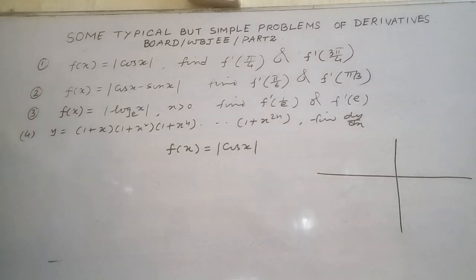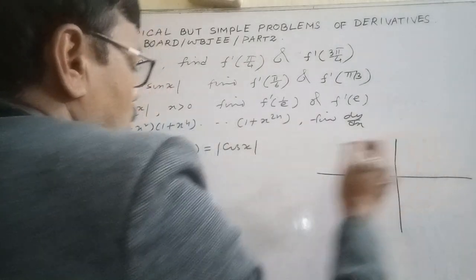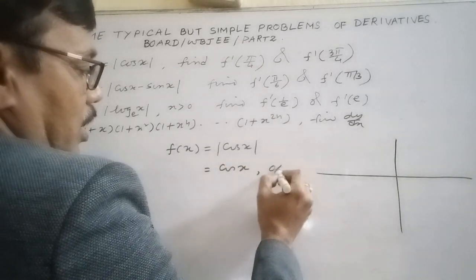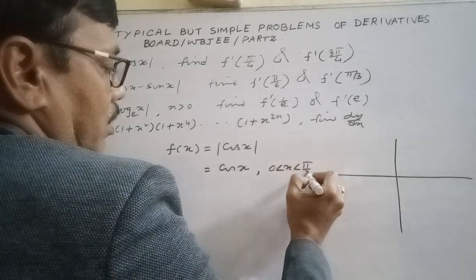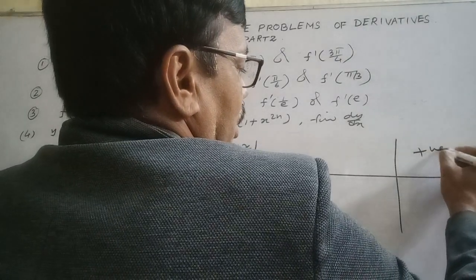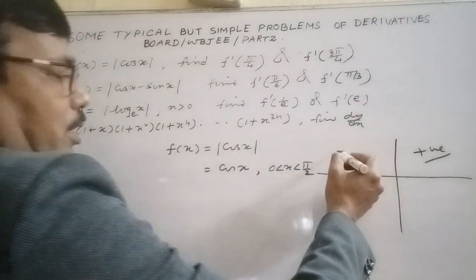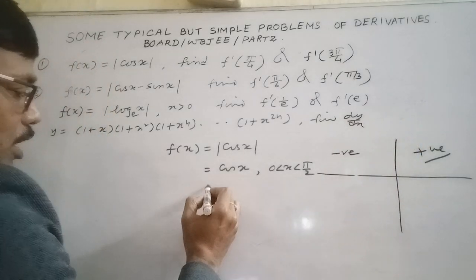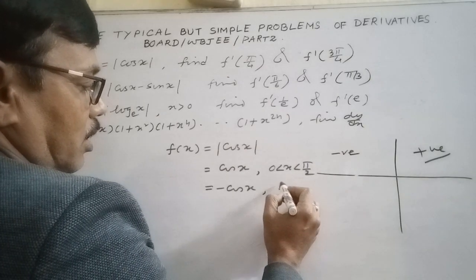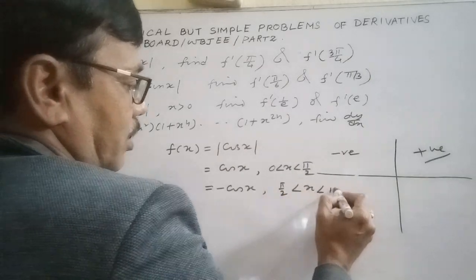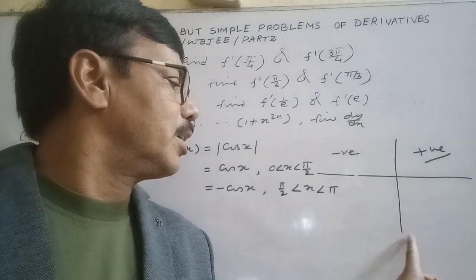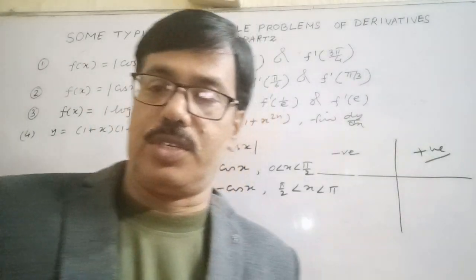restriction, that is quadrant. So we know in the first quadrant cos x is positive. So f(x) is positive if it lies in the first quadrant, 0 to pi by 2. In the first quadrant each trigonometric function is positive, and cos x is negative in the second quadrant. So mod cos x is minus cos x for pi by 2 less than x less than pi. Similarly, in the third quadrant it is also negative. Again in the fourth quadrant it is positive.